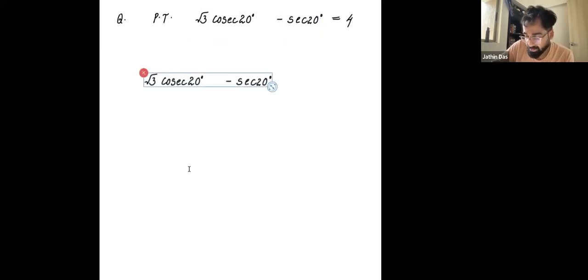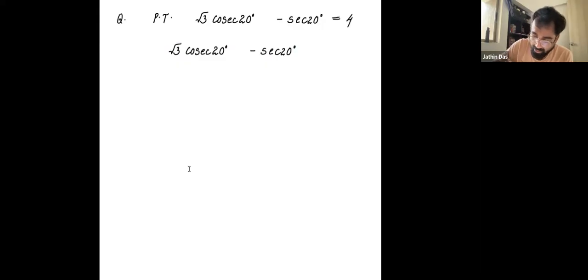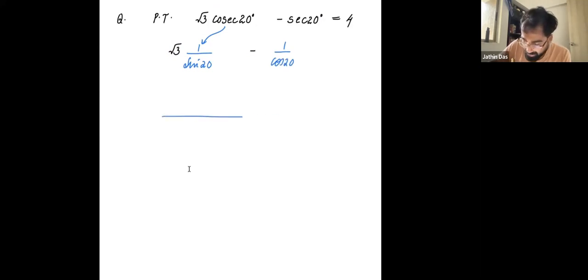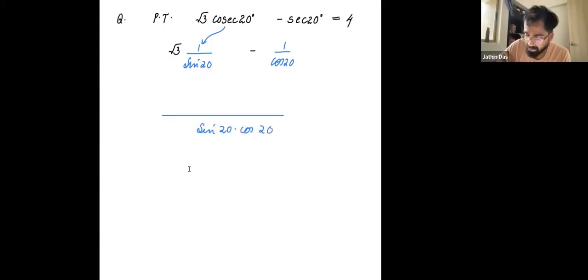Listen. They've designed the question in such a way that you have to use this method. There's no other method. So see, cosec 20, I will write it as 1 upon sine 20, and this I will write as 1 upon cos 20. Then I'll take LCM, sine 20 into cos 20. You'll get, in the upper part, root 3 into cos 20 minus sine 20.